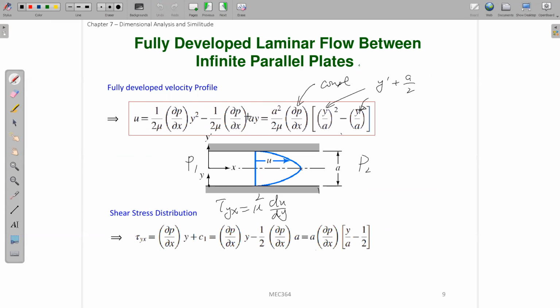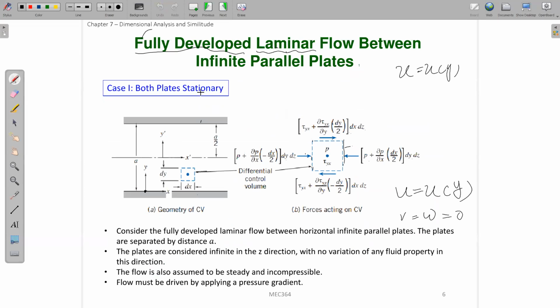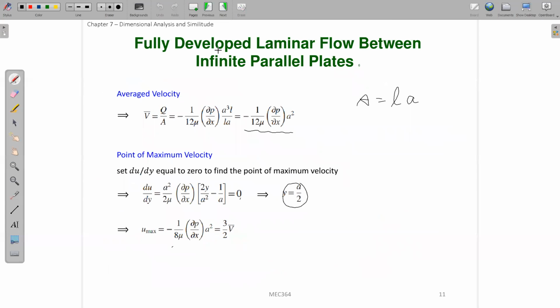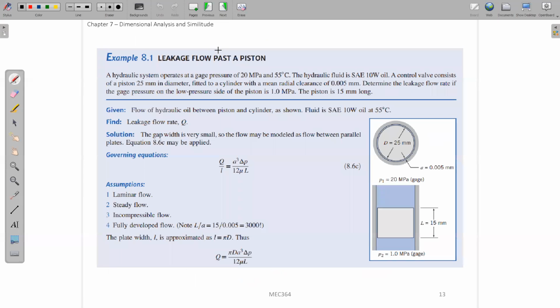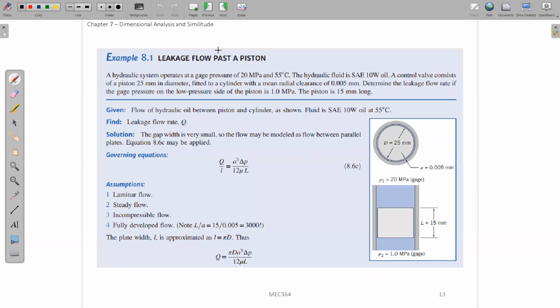And remember that this velocity profile is only valid for fully developed laminar flow between infinite parallel plates when both plates are stationary. From here we can develop many useful flow features. We have an example problem showing you how to utilize these results we got. Please read this one so we can go through it together.